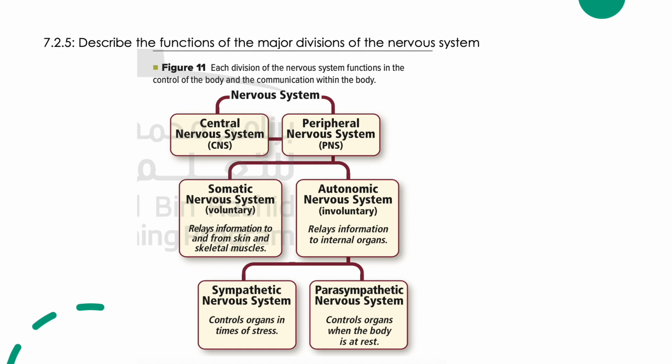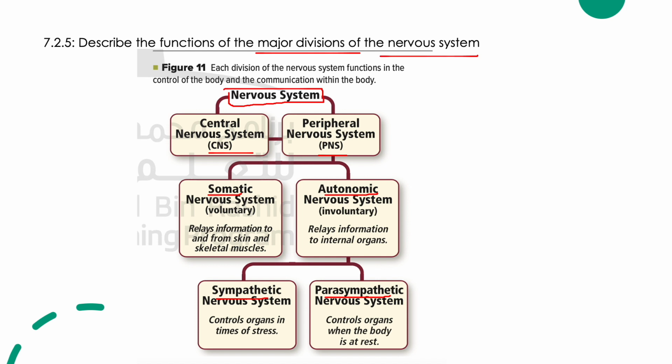The next important thing is to describe the functions of the major divisions of the nervous system. So you know that the nervous system is mainly divided into two parts, the CNS and the PNS. So you have to know these two first. Then the PNS is further divided into the somatic nervous system and the autonomic nervous system. And then the autonomic nervous system is divided into the sympathetic nervous system and the parasympathetic nervous system.